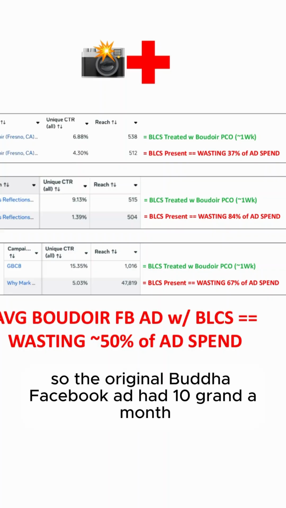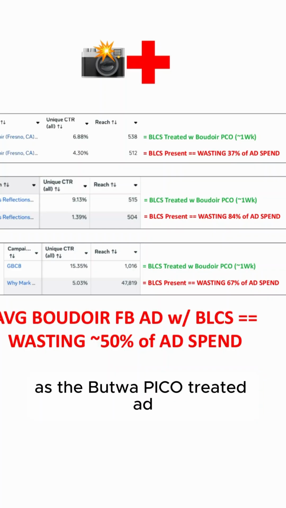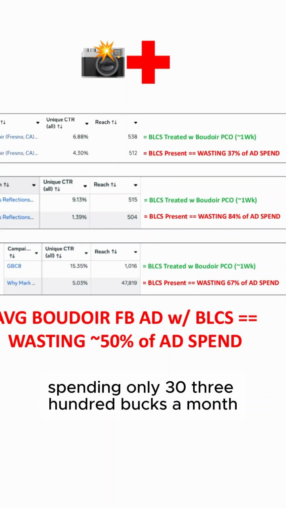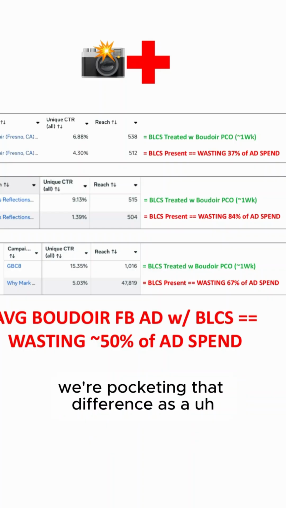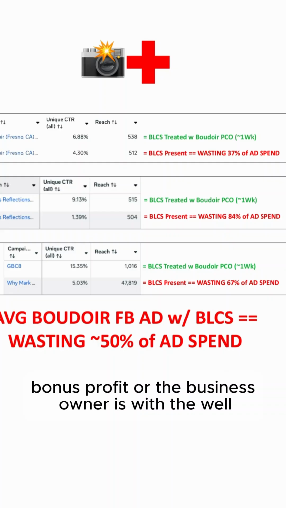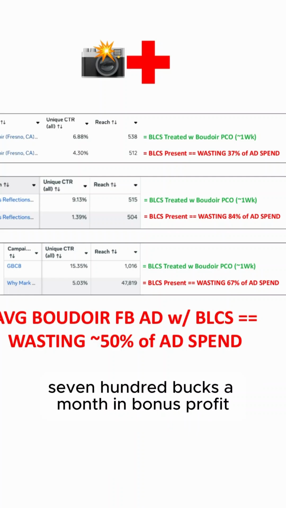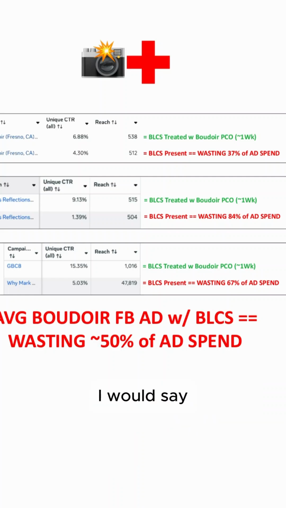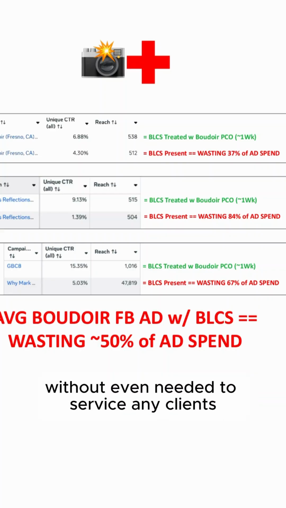So the original boudoir Facebook ad had 10 grand a month going into the same number of women's brains as the Boudoir PCO-treated ad, spending only $3,300 a month. So that whole difference, we're pocketing as a bonus profit, or the business owner, the boudoir photographer, is. $6,700 a month in bonus profit by simply not spending that money. I would say, 80 grand bonus in the next 12 months. So insanely good without even needing to service any clients.